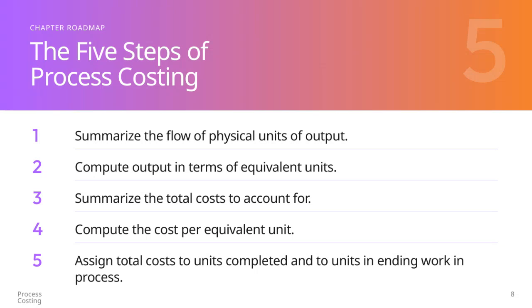Here we have the 5 key steps of process costing laid out clearly. First, we start by summarizing the flow of physical units of output, which helps us understand how many units we're dealing with throughout the process.